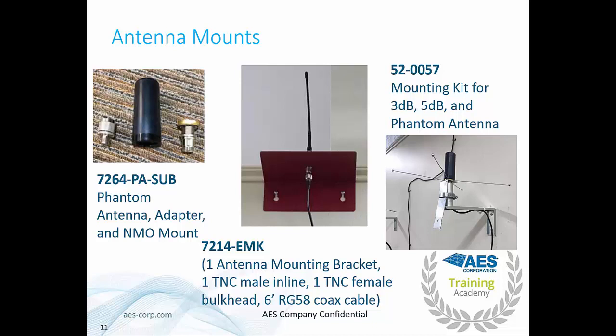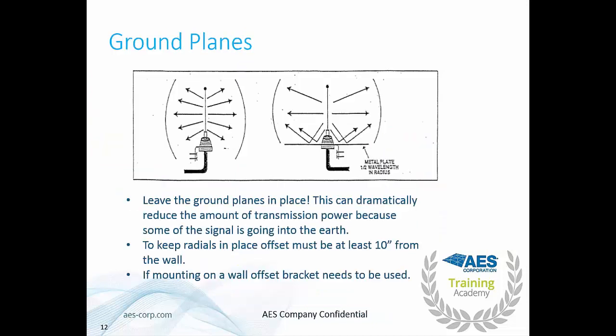We also have an offset bracket for the 3-5 dB antennas as well as the Phantom antenna. Note that if you don't install the Phantom antenna in the top of the subscriber, you will still need ground planes to make sure that the antenna works to its best ability. Ground planes, or radials, are very important to keep the radio signal from coming off the antenna and just hitting the ground and dying. The ground planes actually create an electric field that the radio signal will bounce off and keep the radio signal in a usable area.